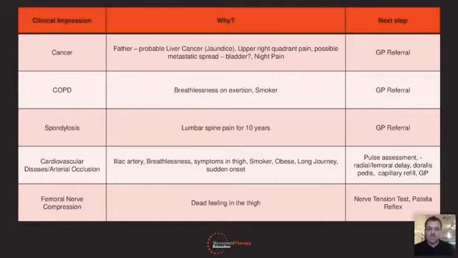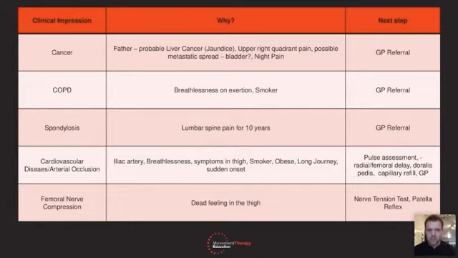Potentially some kind of cervical cancer. Yeah, that's really good, Peter. Maybe cancer of the womb. Given the pain into that hip region as well, that's another potential, especially with her family history. Yeah, definitely, that's good. And then we've got cardiovascular disease, arterial occlusion.